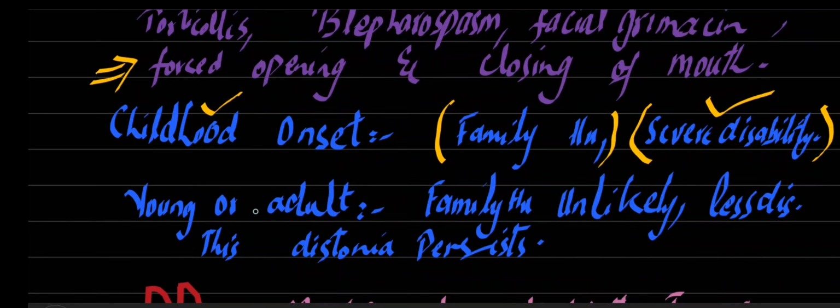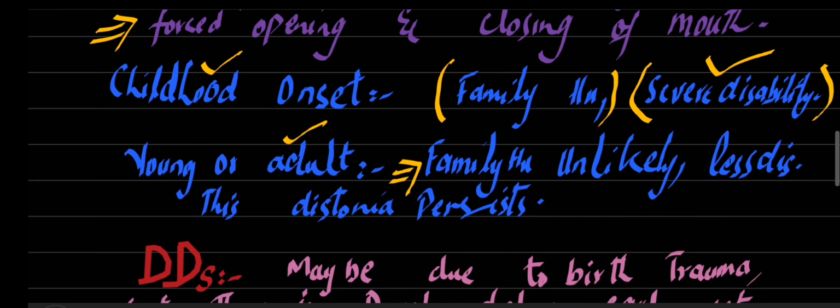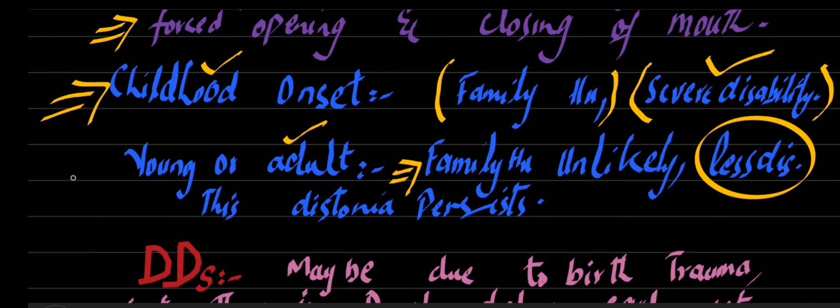While when it starts in young adults, family history is unlikely. Mostly it occurs sporadically and it causes less disability. This dystonia, in all of these types, persists for the whole life.